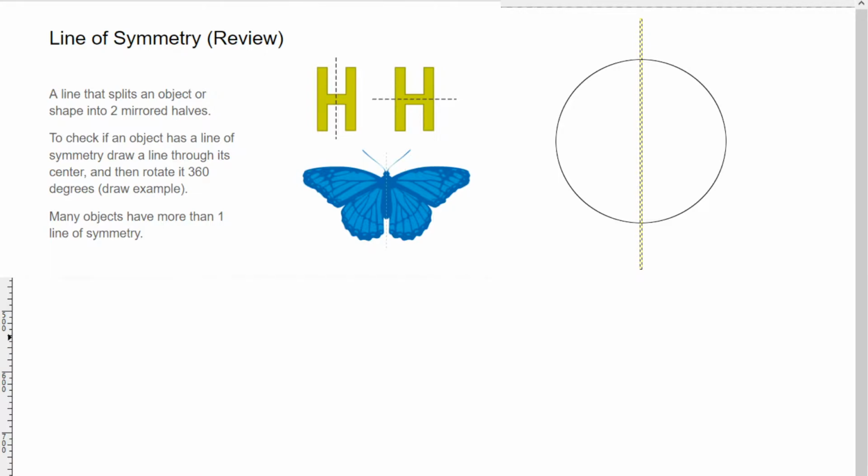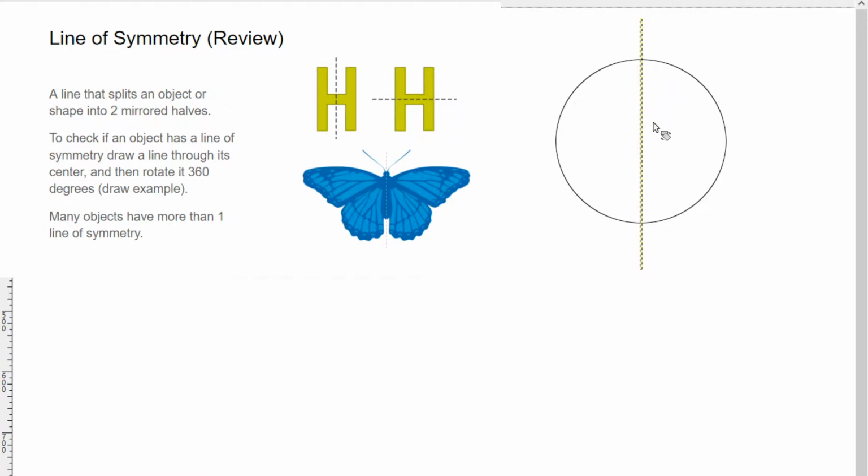So a line of symmetry is a line that splits an object or shape into two mirrored halves, like you can see here. To check if an object has a line of symmetry, you can draw a line through its center, and then rotate it 360 degrees. This is maybe easier to show with an example.